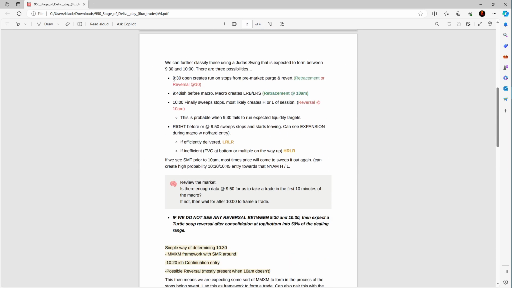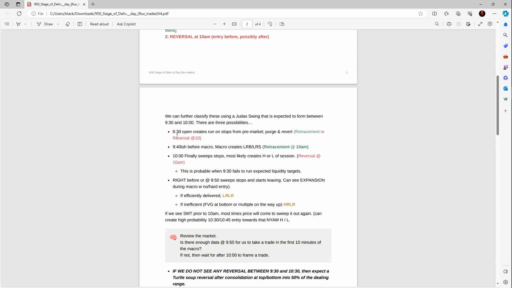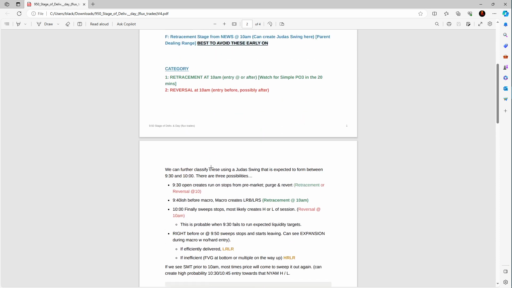So you either have a 9:30 open that creates a run on stops, purge and revert. So you'll see liquidity target at pre-market, 9:30 open happens, we run for that liquidity and then it reverses. That's very obvious to see most times, and it's easy to spot and you can frame a setup just based on that. But if you see this 9:30 run on stops, these are the 2 ways you can either get a reversal or retracement at 10 a.m.